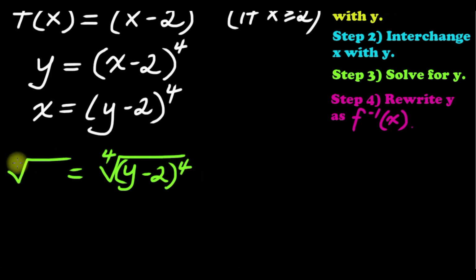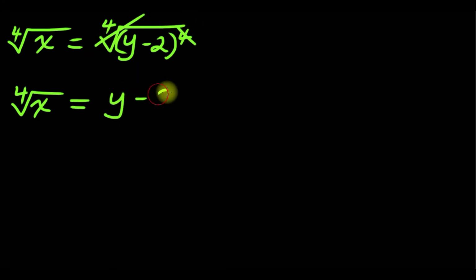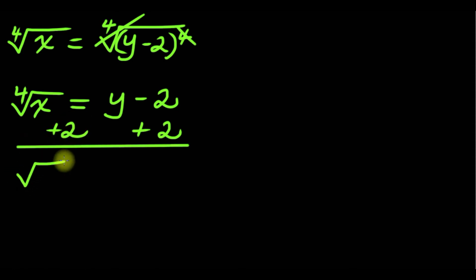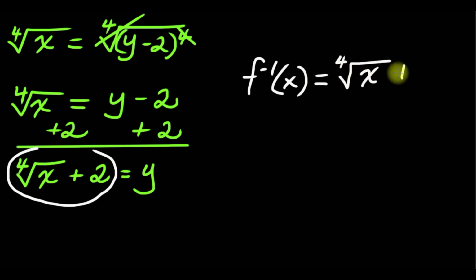And then you would have to take the fourth root of x. So here you have the fourth root of x, so the fourth root takes away the fourth power. So you're left with just y minus 2. And then you would have to add 2 to get the y by itself. So plus 2, plus 2. So here you have the fourth root of x plus 2 is y. So this right here is the inverse function. So using the inverse notation, f to the negative 1 of x is the fourth root of x plus 2.